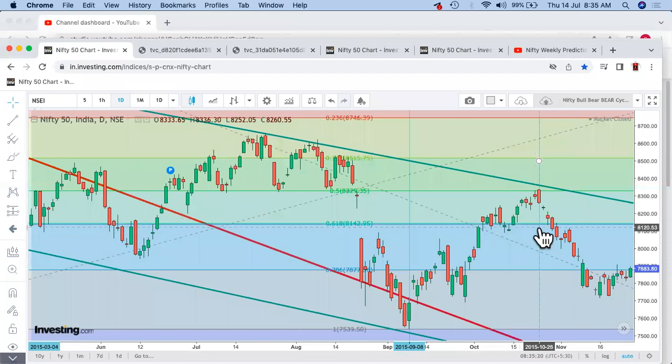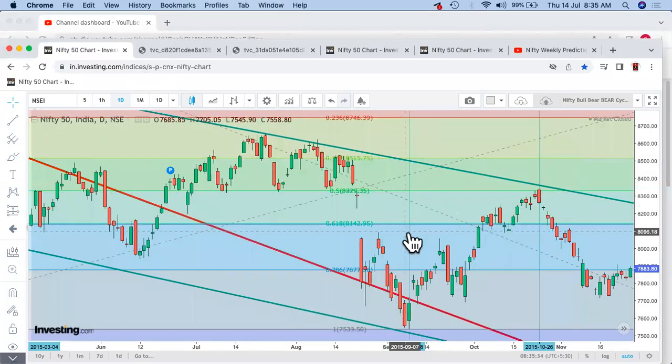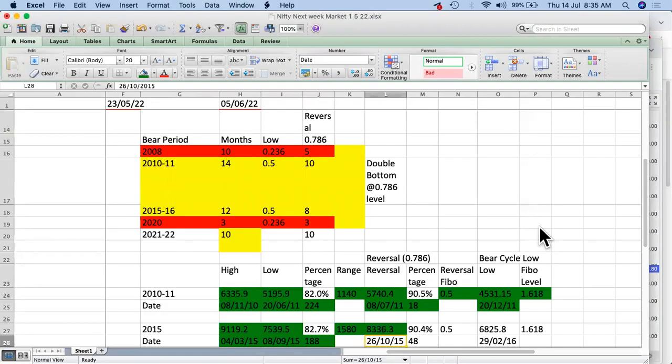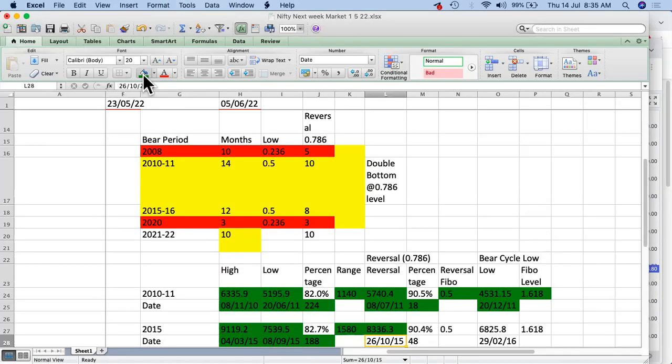And after that we got a reversal. The reversal had come down to a high of 8336.3. The high is given over here. So we'll just take that 8336.3. And the date for that was 26/10/2015. Yes, 26, I beg your pardon. Right, and the number of days which were required is 48 as per calculations.